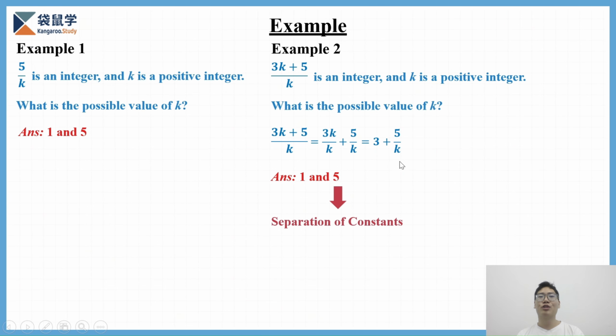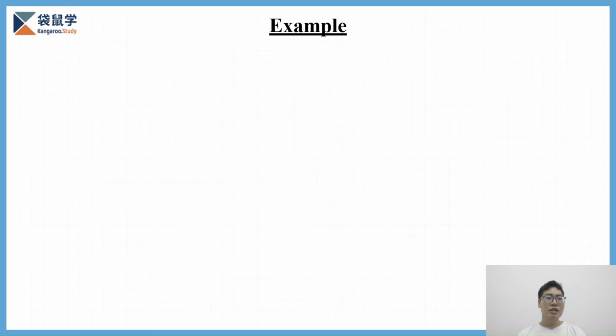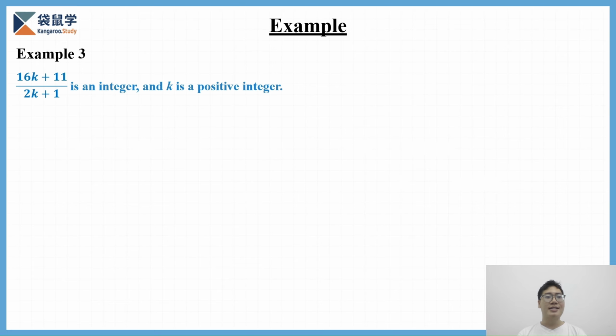So now let's move on to the third example. For the third example, we have 16k plus 11 over 2k plus 1. This is a rather complicated fraction as compared to the previous example. With the same criteria as the previous example, we want to find the possible value of k. So now, let's pause and think for a few seconds on how we can apply the separation of constants to simplify these fractions.